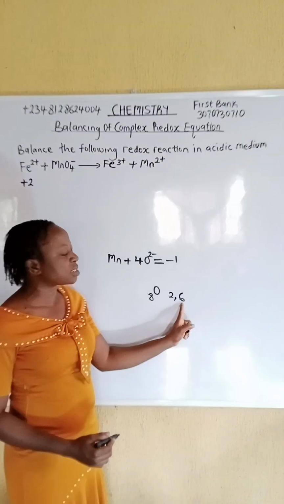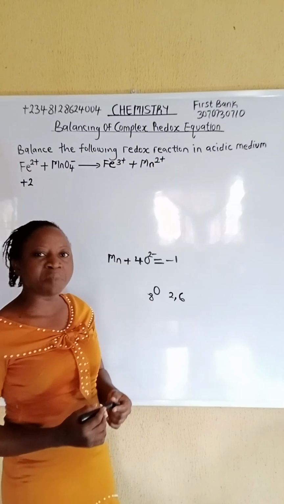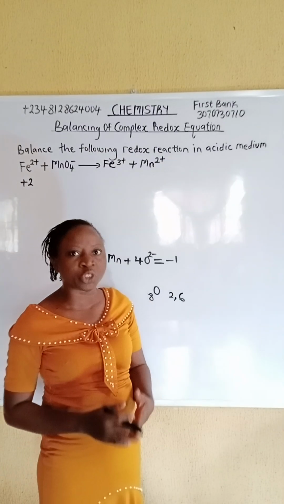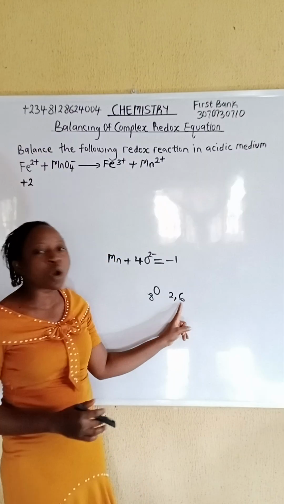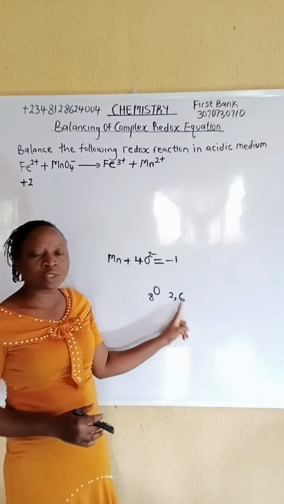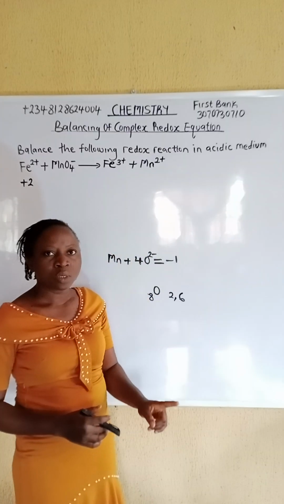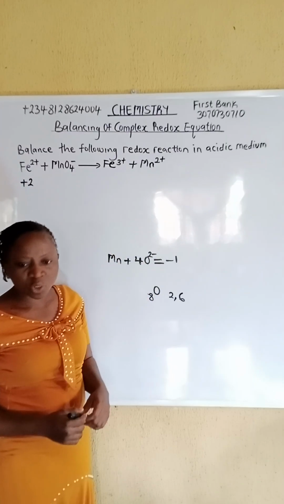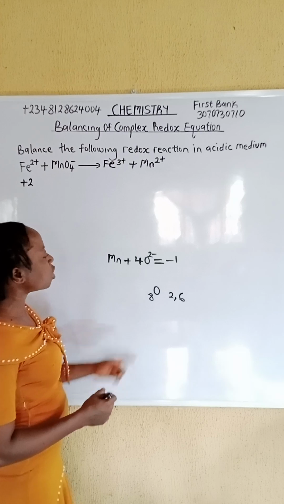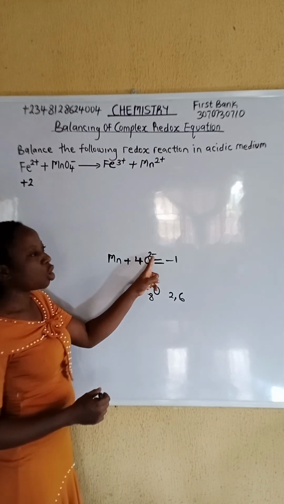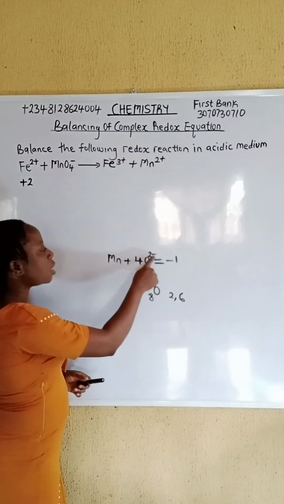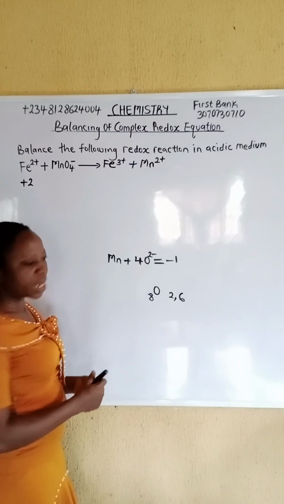Don't forget that the second shell will take a maximum of 8 electrons, so it needs 2 more electrons. That is why we are having -2. So the oxidation number of oxygen, or the charge on oxygen, is -2. So let's proceed.